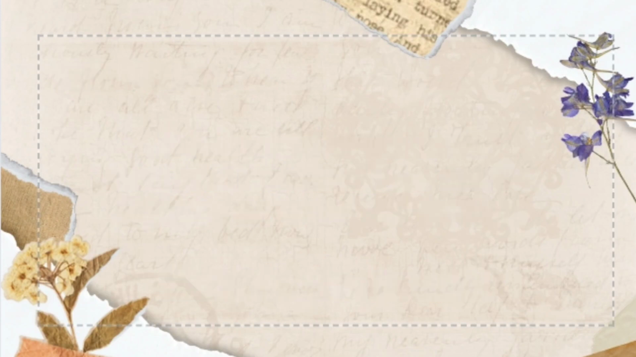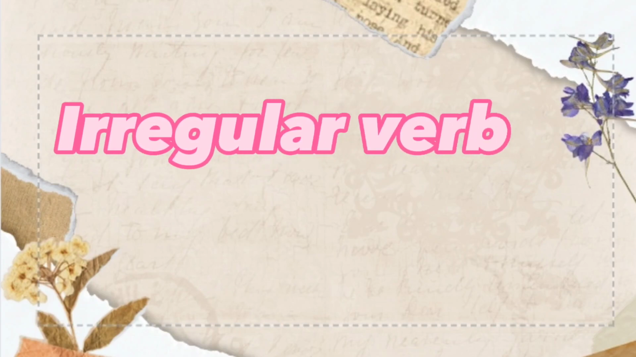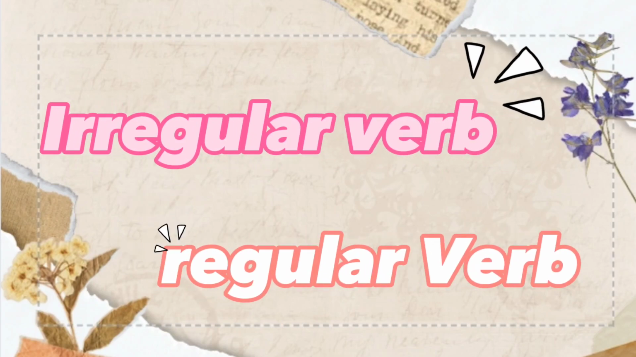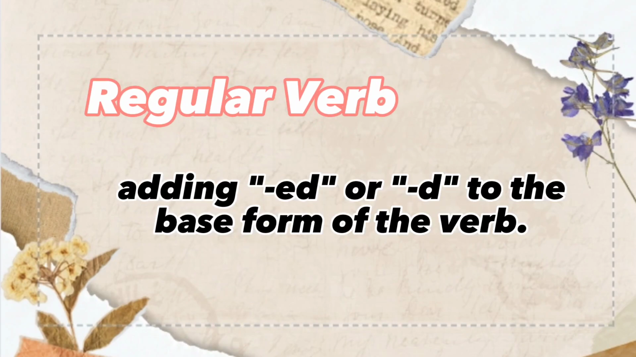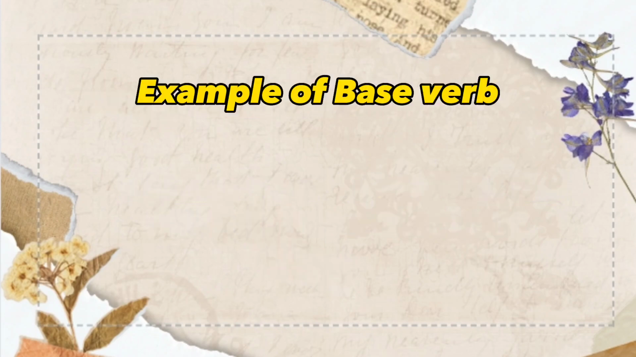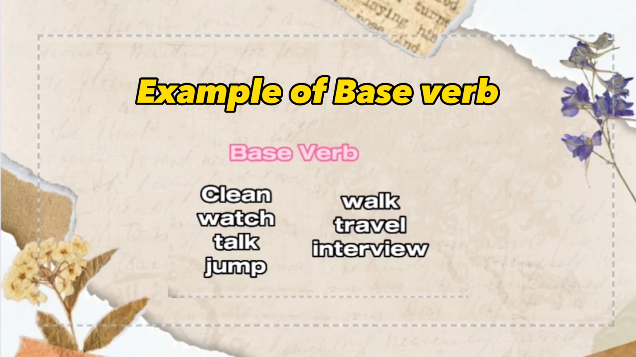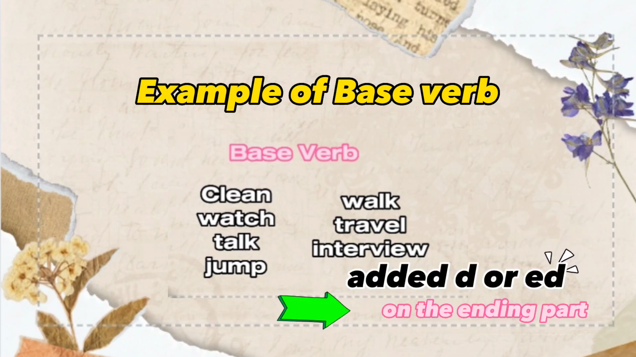We also have two ways on how we can identify the verb in past form. We have the irregular verb and we also have the regular verb. For us to better understand what a regular verb is, let's go ahead and define it. It usually ends with an ed or d form added to the base form of the verb. We have here examples of the base verb: clean, watch, talk, jump, walk, travel, interview. All we need to do is just add a d or ed at the end of this simple base form in order to form our regular verb.